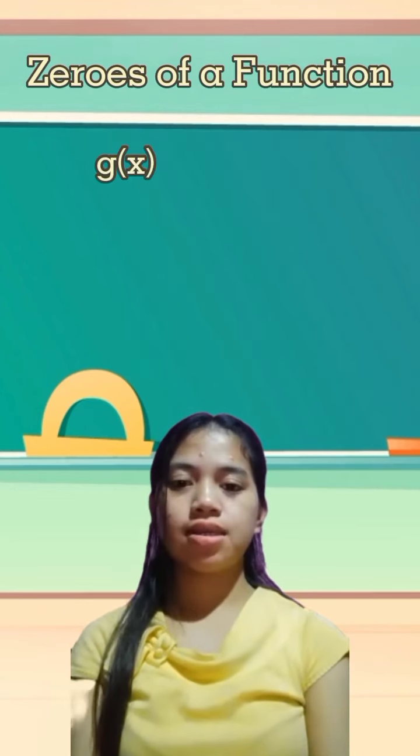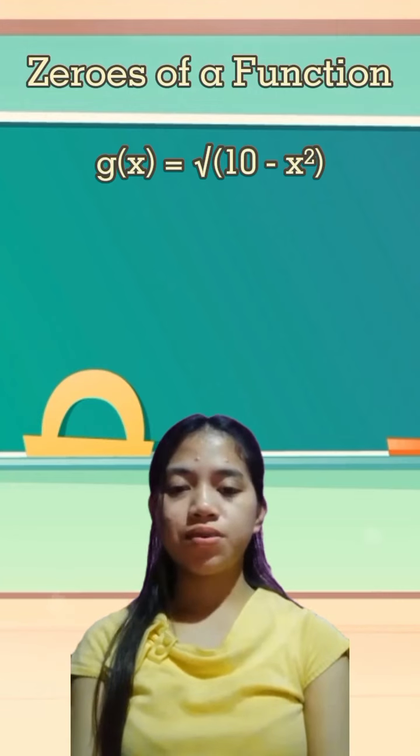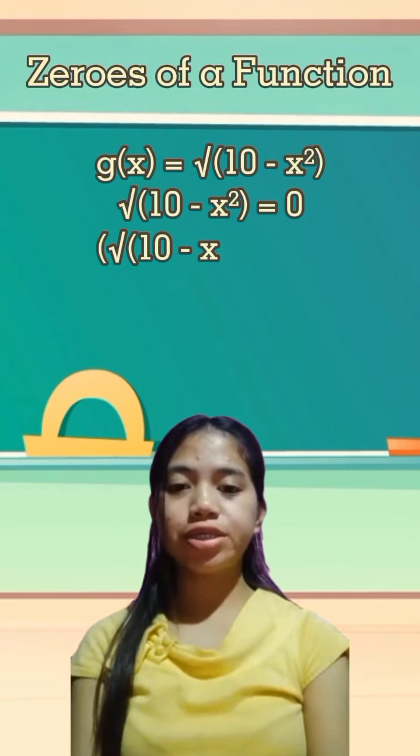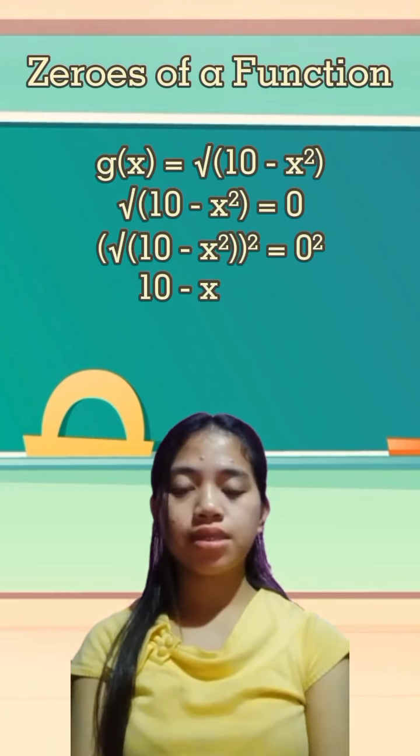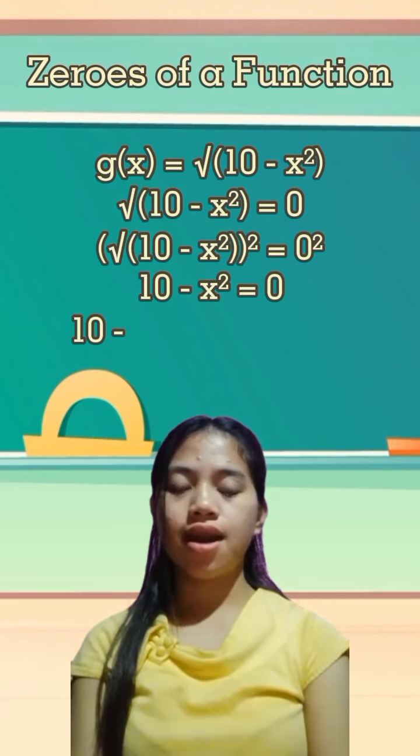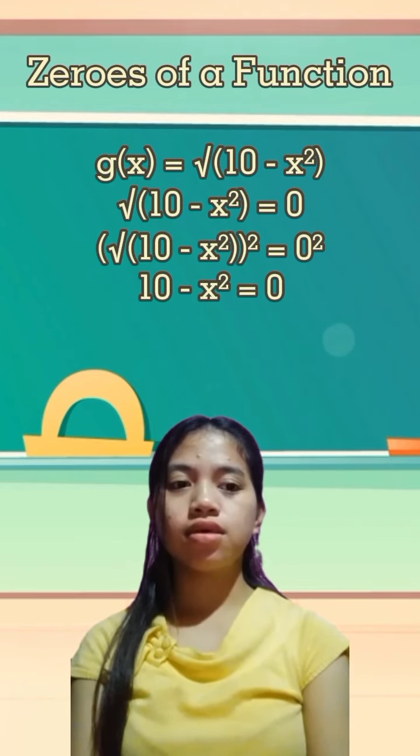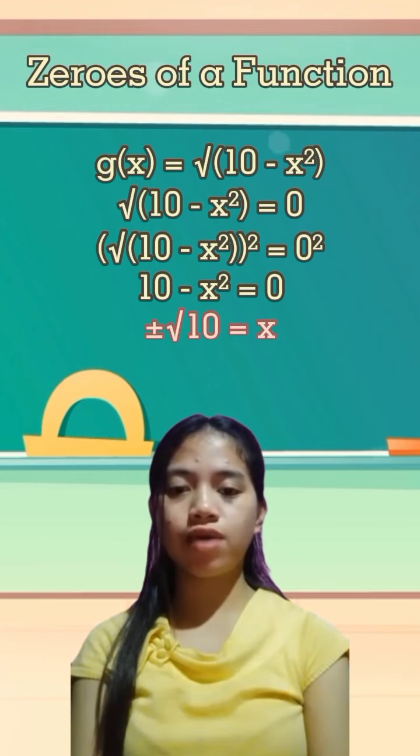Set g of x equal to 0. Square root of 10 minus x squared equals 0. Square each side. 10 minus x squared equals 0. Add x squared to each side. 10 equals x squared. Extract square roots. Positive negative square root of 10 equals x.